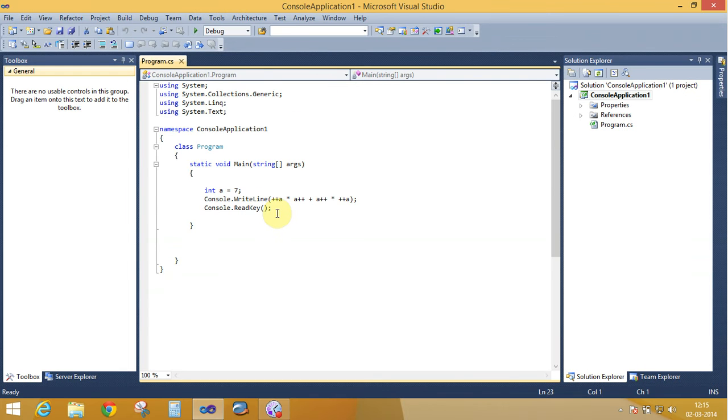Open Visual Studio. Here is my first video, increment and decrement operators in expressions. Today we will learn operators in expressions. There are several operators like the unary positive and unary negative, the arithmetic plus operator, subtraction operator, multiplication operator, and division operator. Also we use the modulus operator. There are several operators existing in C sharp.